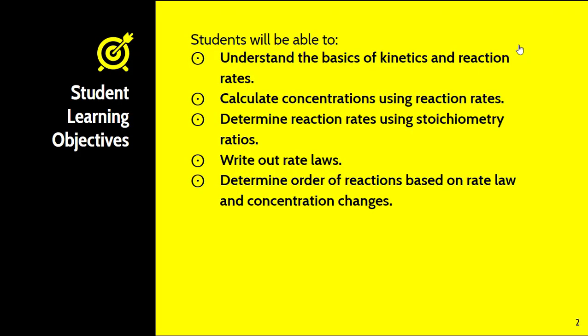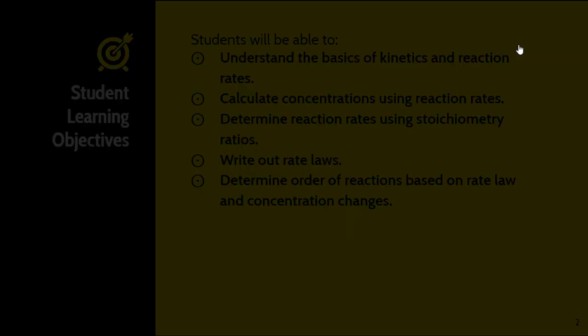So hopefully by the end of this video, you will be able to understand the basics of kinetics and reaction rates. You should be able to calculate concentrations using reaction rates. You should also be able to determine reaction rates using stoichiometric ratios. You should also be able to write out rate laws based on the stoichiometry of the chemical reaction. And then you should also be able to determine order of reactions based on rate law and concentration change.